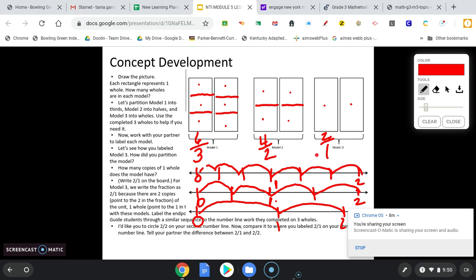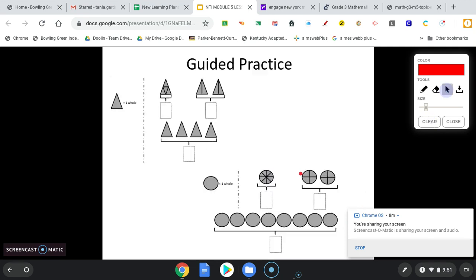Okay, and do you see how those, when we have partitioned them, can you see how these compare? Excellent job. So let's look at this. Now, let's look at our guided practice. Look at the first one.